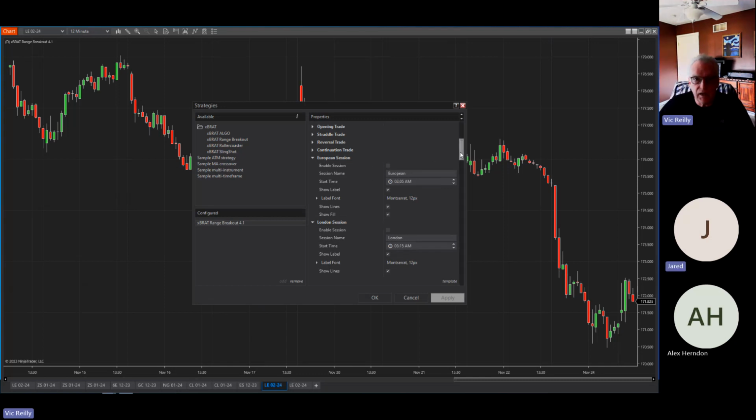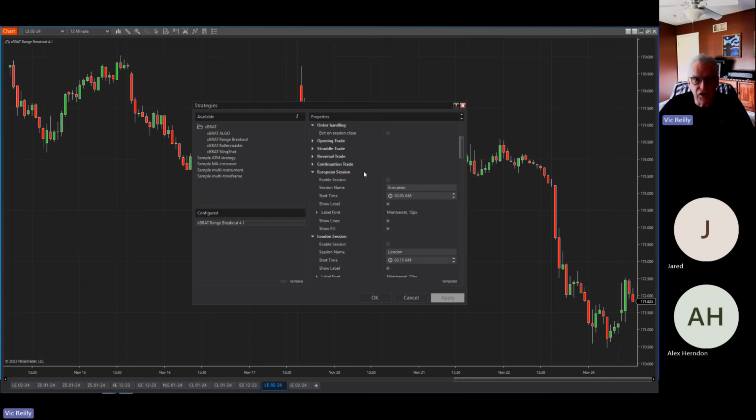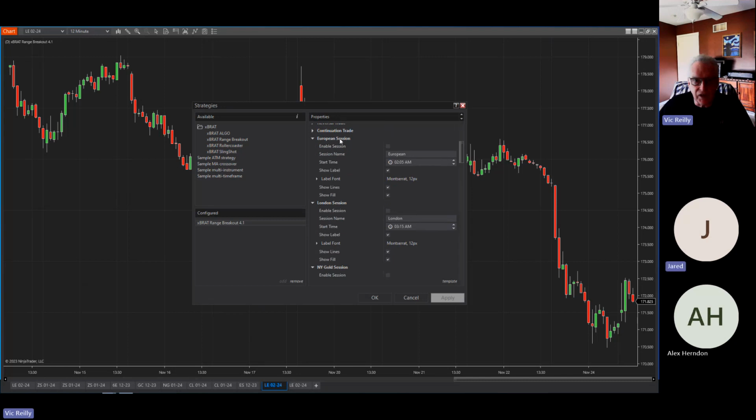Before I move on to the actual sessions and what that means, are there any questions on the types of trades, these four trades at the moment? No, sounds good. Okay, so what is next is these sessions. Let me shrink all these down so you can see them.